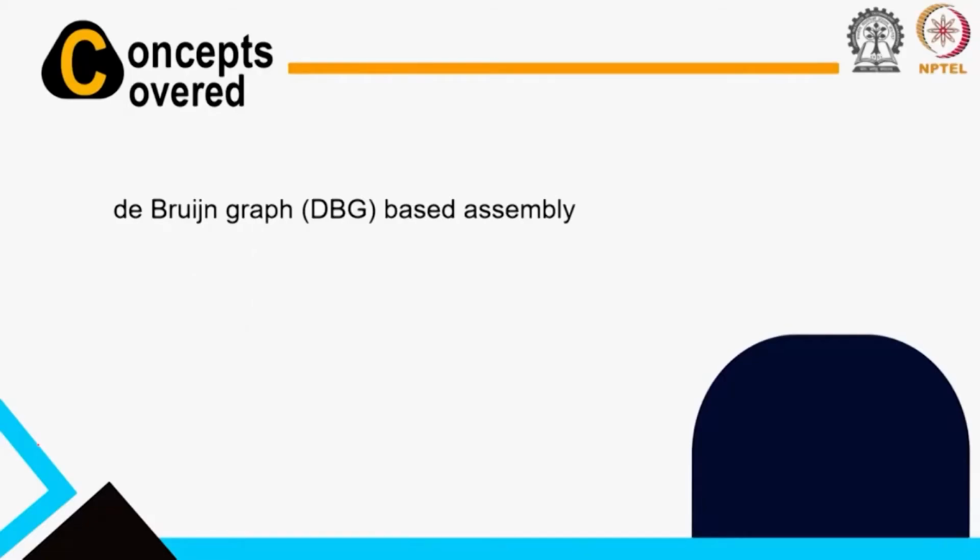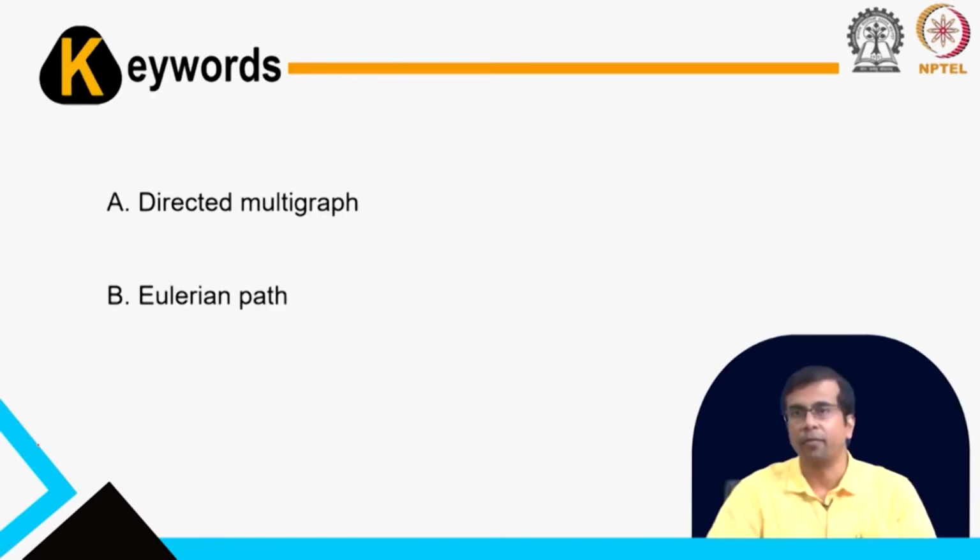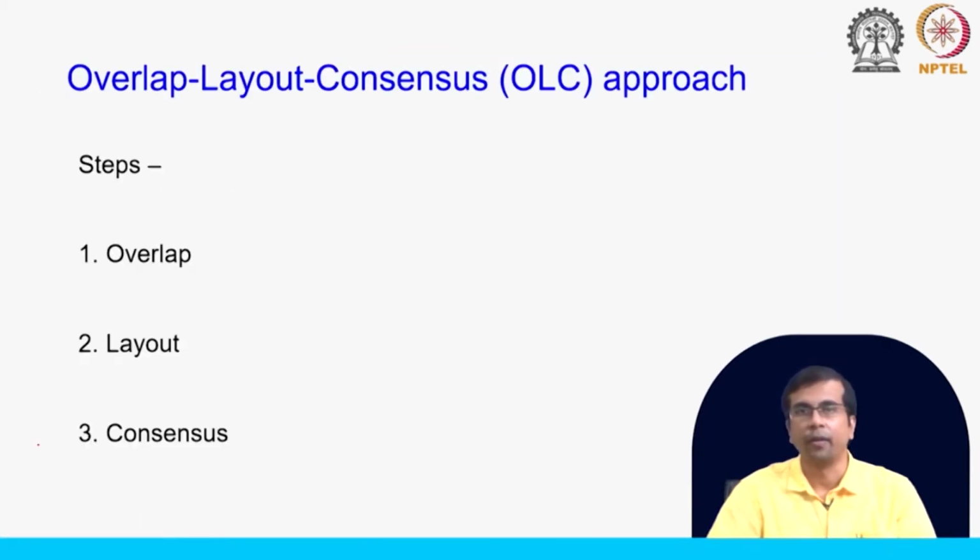So, this is the agenda for this class. We will be talking about de Bruijn graph based assembly, and here are the keywords for this class. The first one is directed multigraph, the other is Eulerian path.